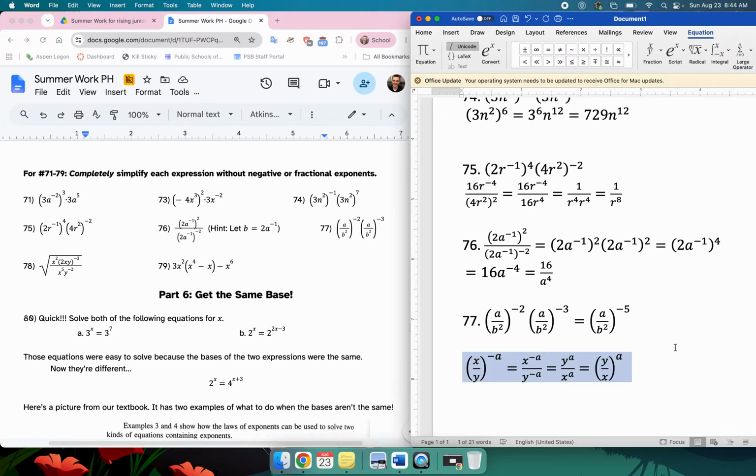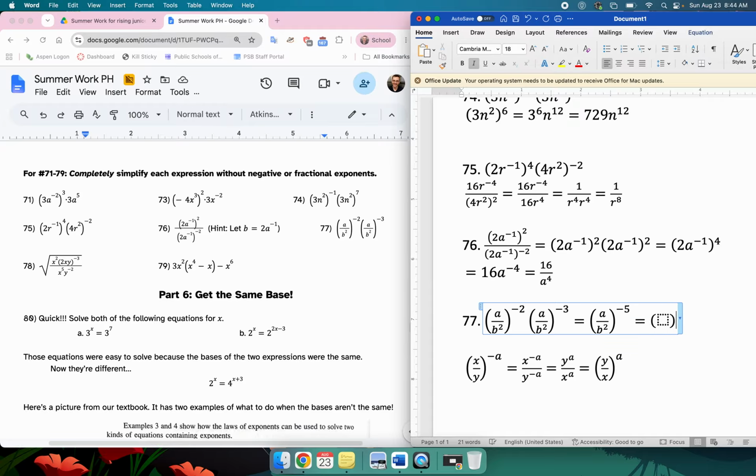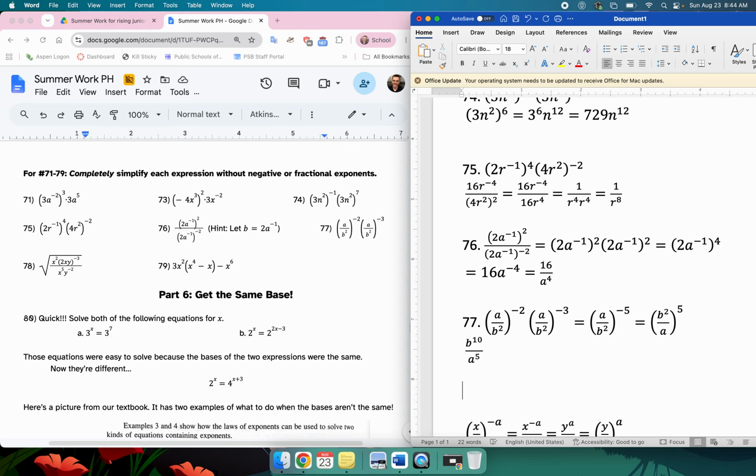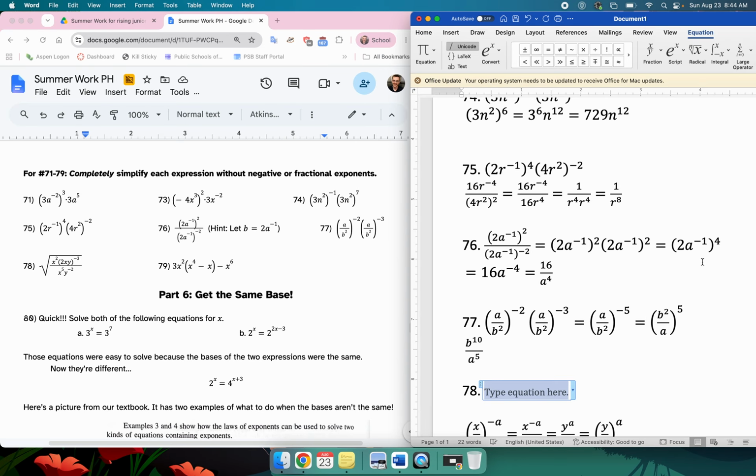So I actually like that trick. Whenever I have a fraction raised to a negative power like this, I just say, no, just flip the fraction upside down and make the exponent positive. It's going to make your life a lot easier. So if you do it that way, now you just need to raise the top and the bottom to the 5th power. That's b to the 10 over a to the 5. Cool, so that's 77. Here's 78.